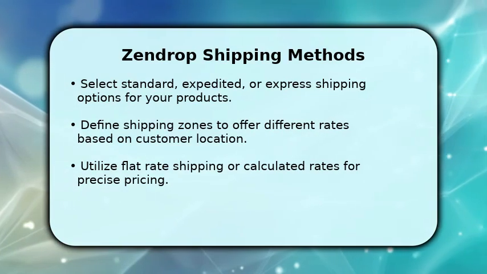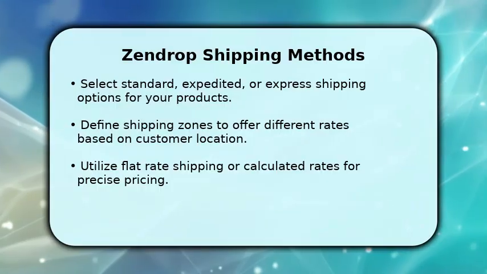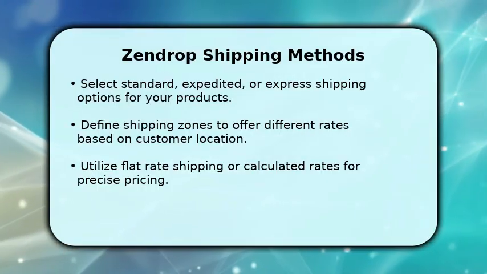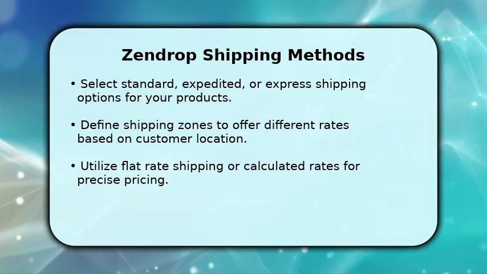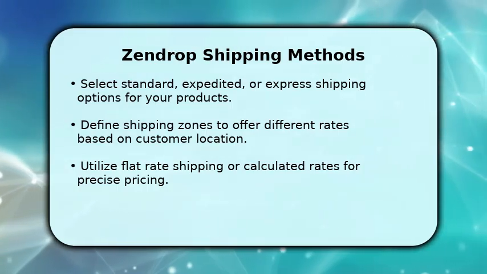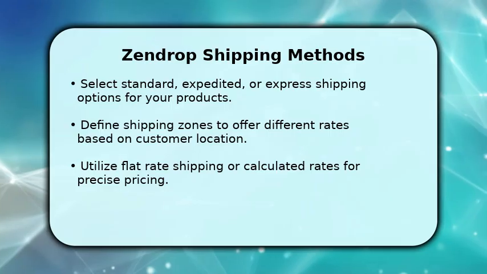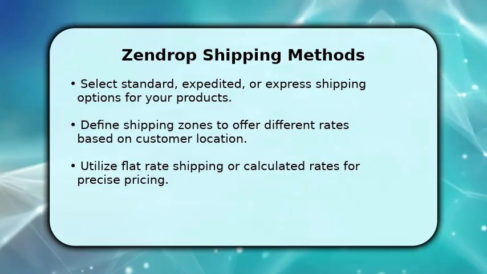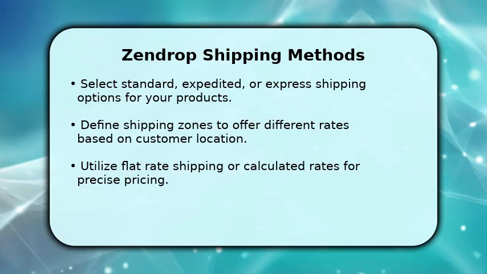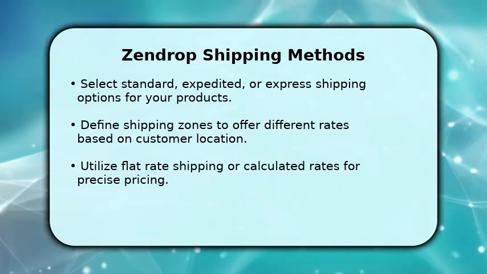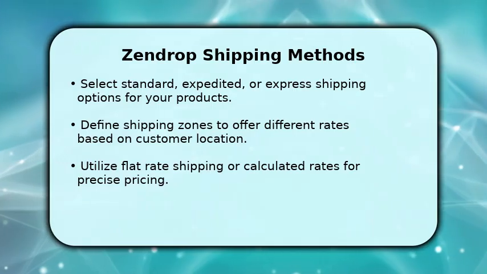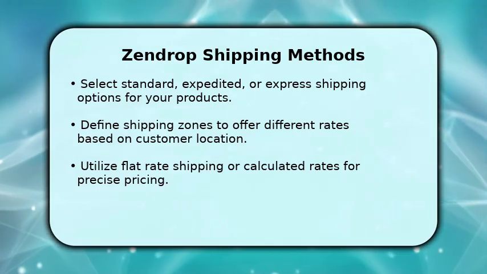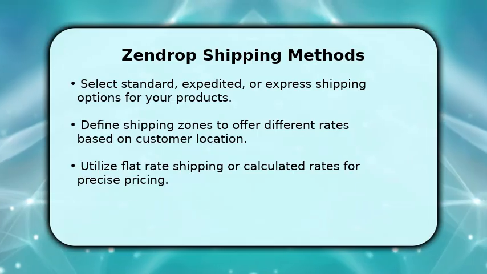Next, let's explore the different shipping methods available within Zendrop. You can offer your customers a range of choices, from standard shipping, which typically takes 10 to 15 business days, to expedited or even express options for quicker delivery. It's important to set up shipping zones, allowing you to tailor rates for domestic and international orders. You can choose between simple flat rates or more dynamic calculated rates.